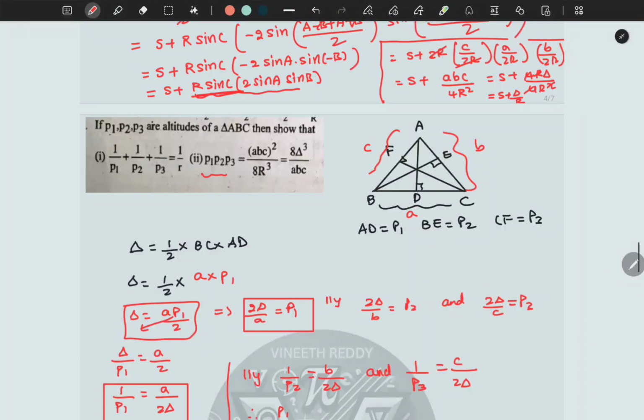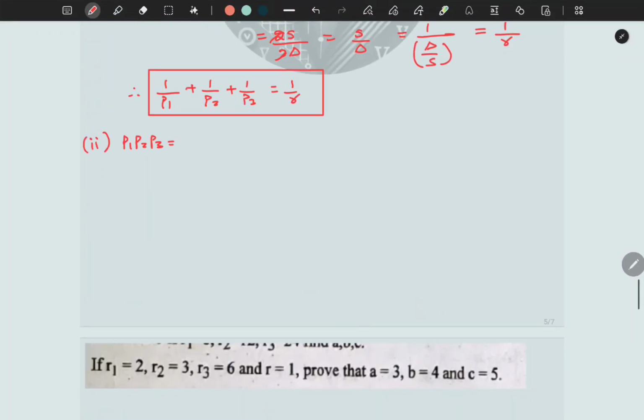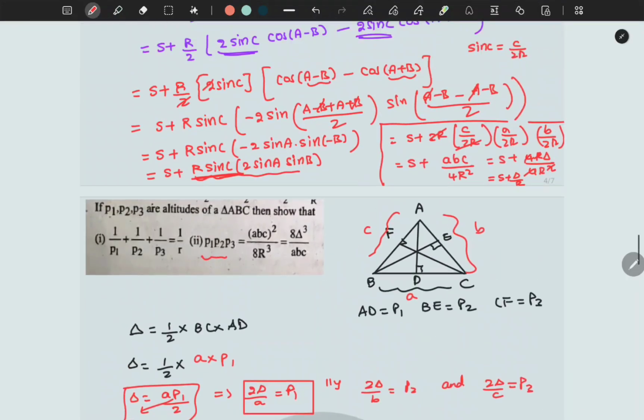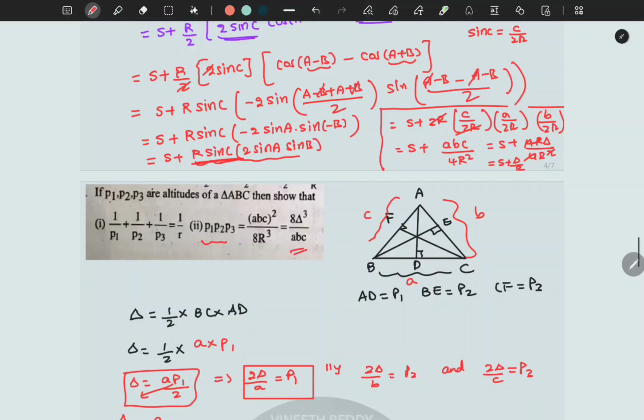So what should we prove first? (abc) whole square by 8r cube is equal to 8 delta cube by abc, right? So P1 P2 P3 should be, P1 is 2 delta by a, P2 is 2 delta by b, and P3 is 2 delta by c. So can we write this as 8 delta cube by abc? Yes, I think this is the first part which we have to prove.